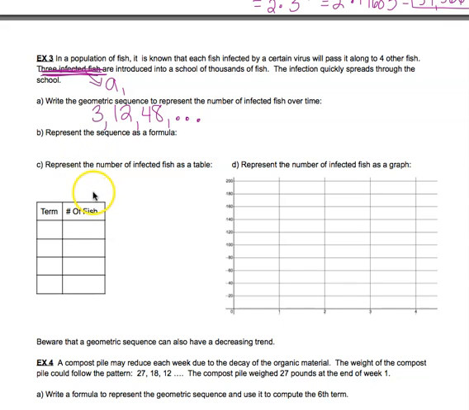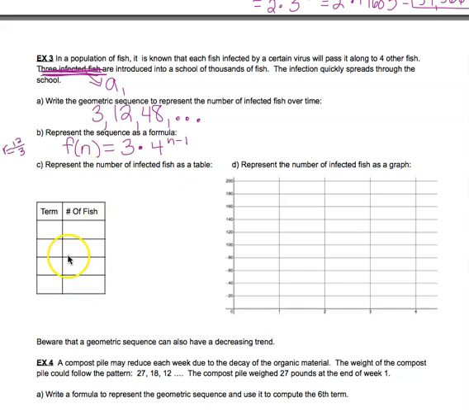Represent the sequence as a formula. So that means either a sub n or f of n. I'm just kind of rotating, so I'm going to do f of n this time. Equals first term, which is 3, times common ratio. So r equals second term divided by the first term, which is 4, raised to the n minus 1. And there is our formula.